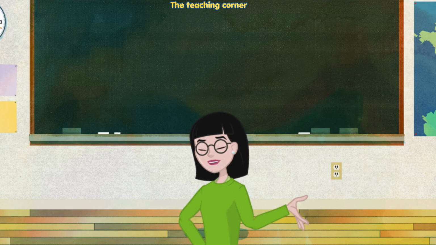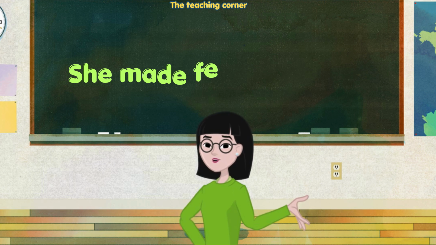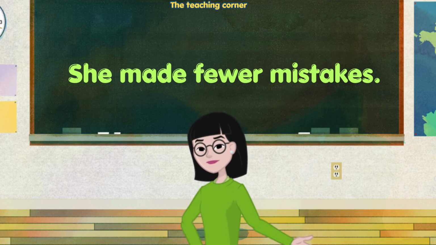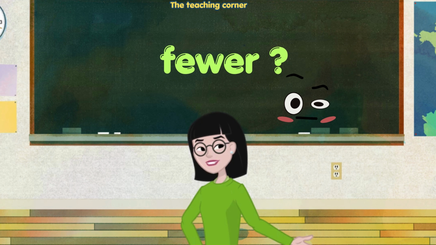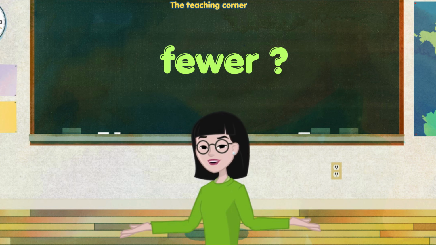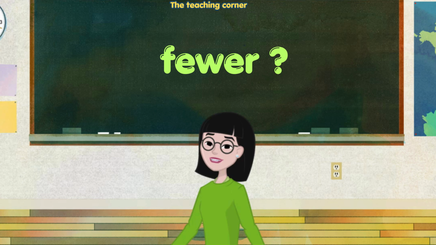Let's look at another example. She made fewer mistakes in the exam. Again, why fewer? Because mistakes can be counted. 1 mistake, 2 mistakes, 3 mistakes. That's why we say fewer mistakes.